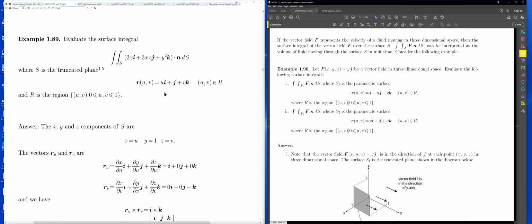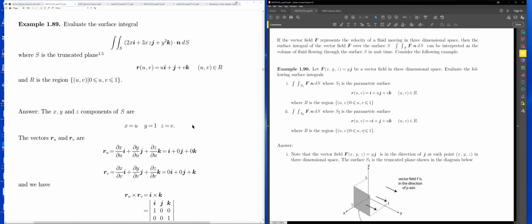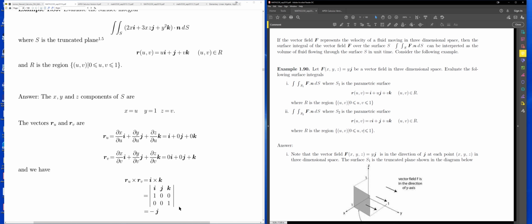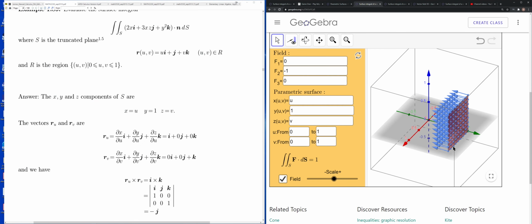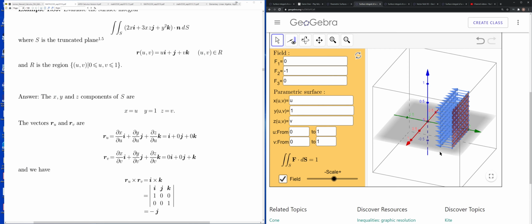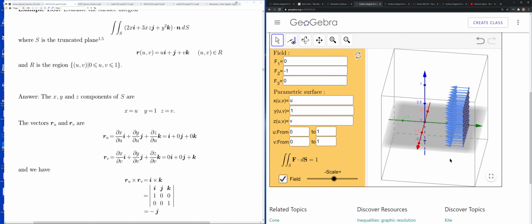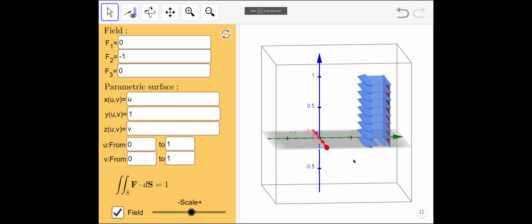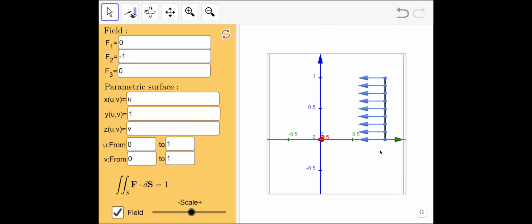So in the first example that I did, where it was u here and v here, when I worked out the RU cross RV to give me the orientation, I ended up getting a minus J, and you can see it in this picture here. This is the truncated plane S, and these blue arrows over here indicate that the orientation is in the direction of minus J.